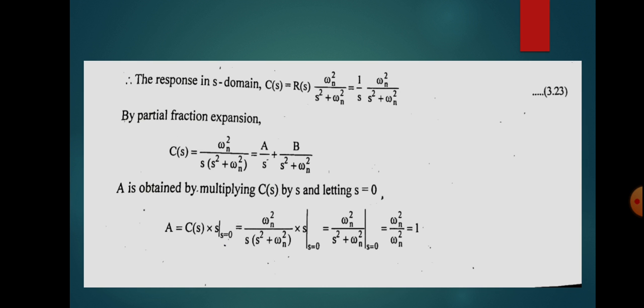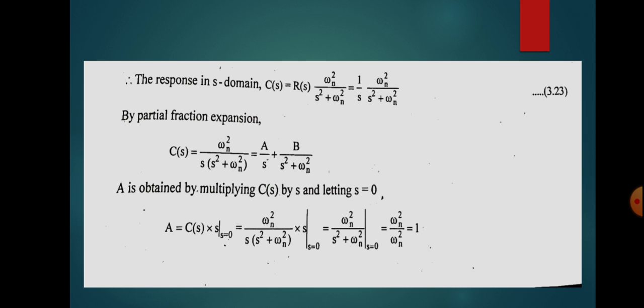So that can be written in terms of C(s) will be equal to omega n square by s square plus omega n square, that will be equal to A by s plus B by s square plus omega n square. So for finding the value of A and B, A will be equal to C(s) into s at the value of s equal to 0.